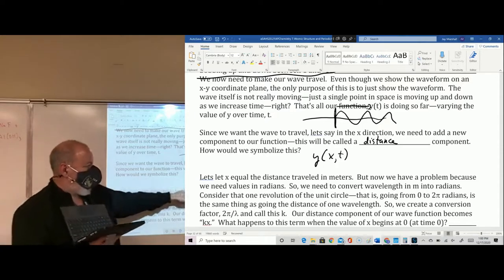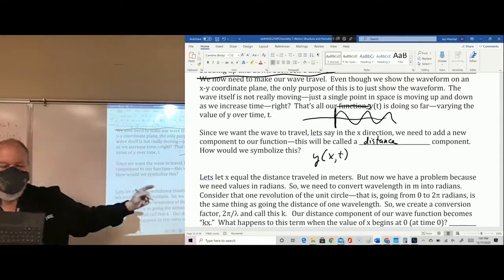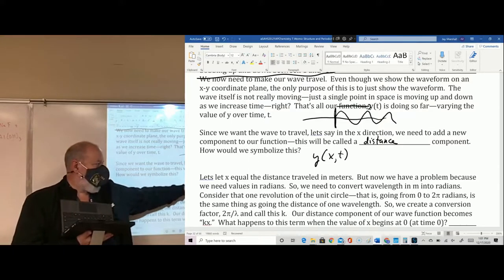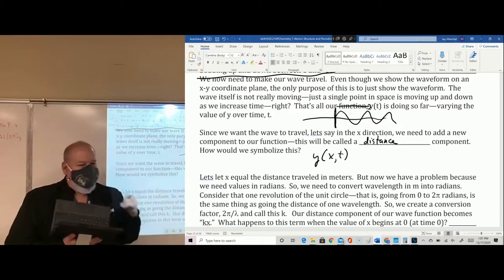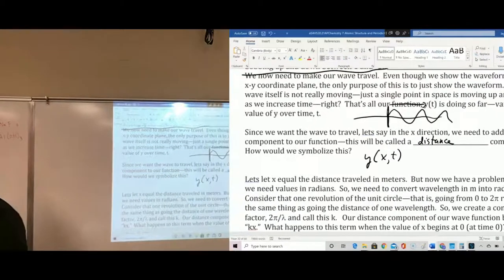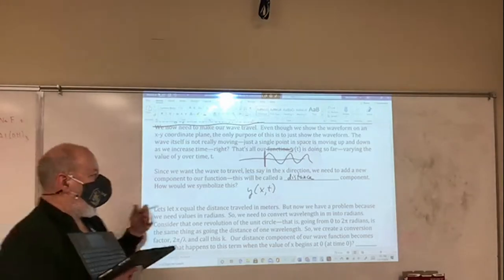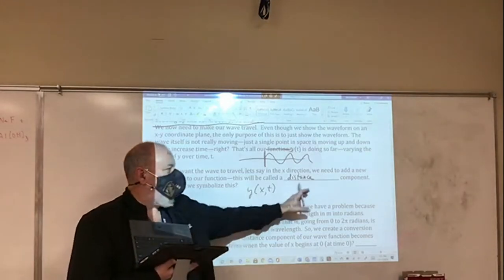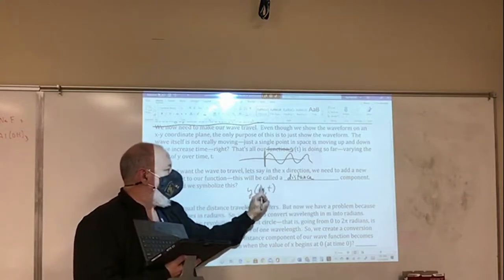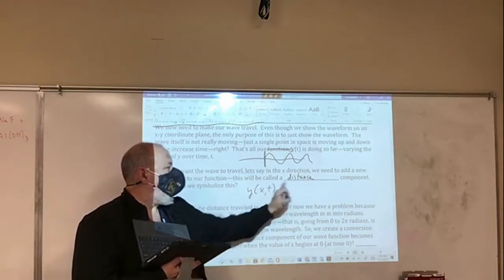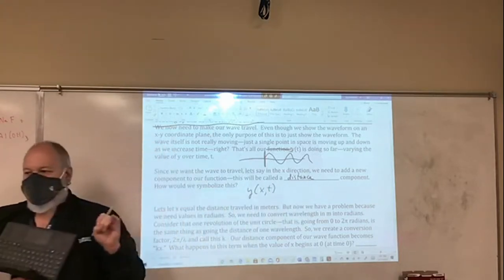We're going to say that our function is now y of x and t. You've probably never seen this notation before. You've probably seen the other function notation before, where it just depends on one thing, but now our function depends on two things. It depends on an x position and on a time. It depends on how far we've traveled and on the time. So I've got to make something in my function cause the x value to increase.